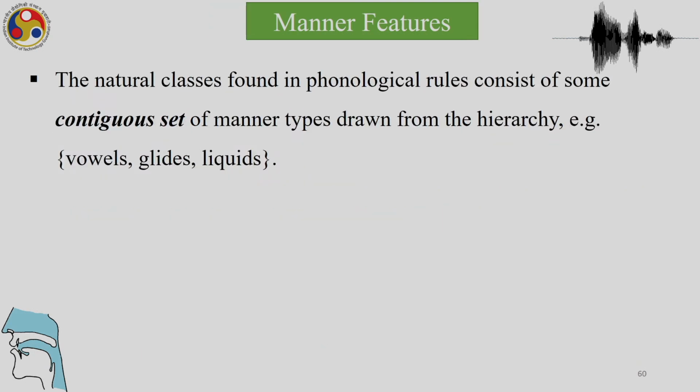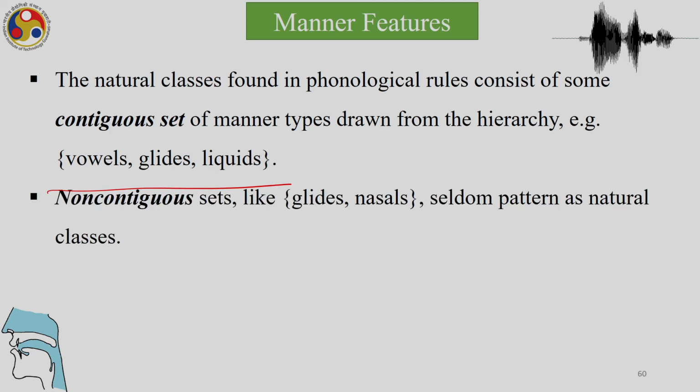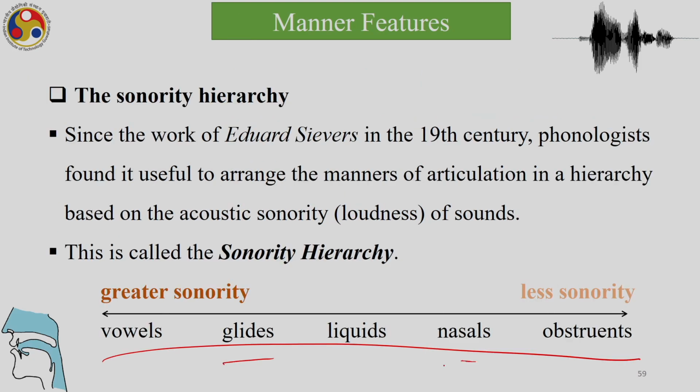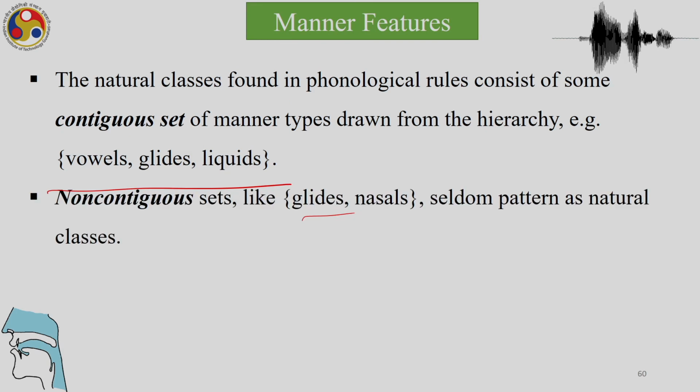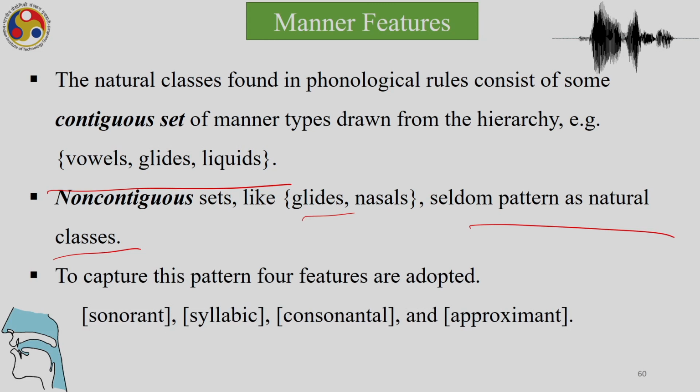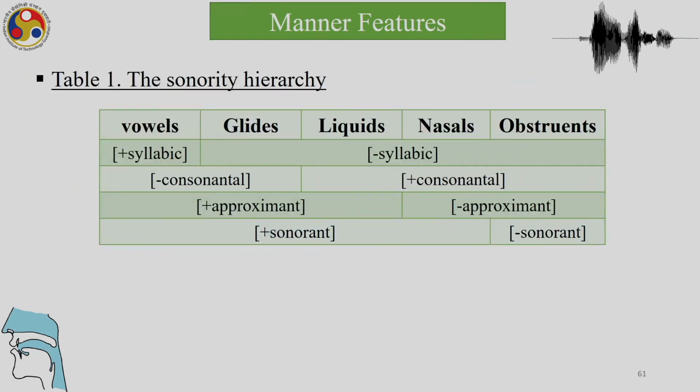The natural classes found in phonological rules consist of some contiguous set of manner types drawn from the hierarchy. Example, vowels, glides and liquids. So non-contiguous sets like glides and nasals, which means here glides and nasals are not contiguous, you have liquids between them, then they never pattern as natural classes. And to capture this pattern, four features are adopted: sonorant, syllabic, consonantal and approximant.